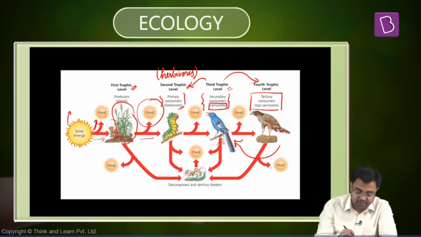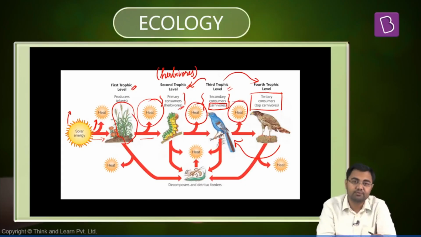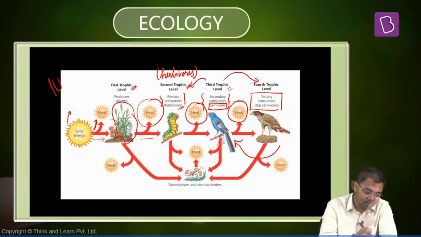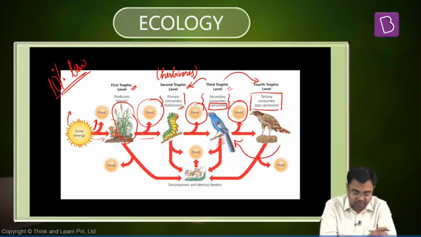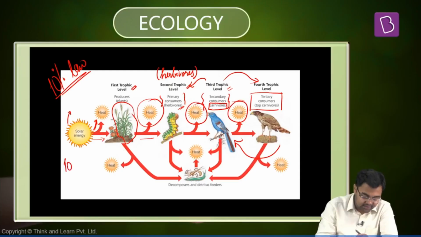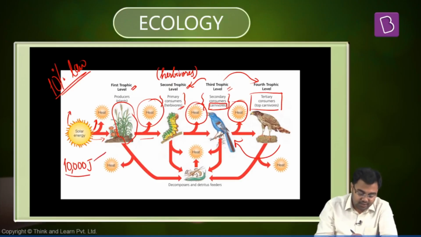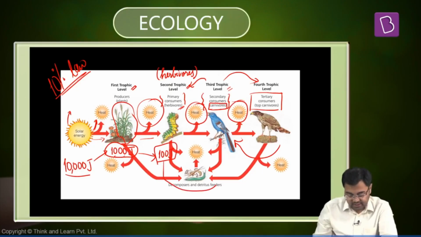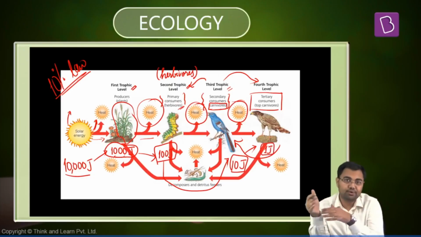And at every point you see there is a loss which is happening in the form of heat. Basically, we follow a 10% law. What is the 10% law? If you had, let's say, 10,000 joules of energy from the sun, the transfer that will happen from this to this would be only 1000 joules. From here to here, you just get 100 joules. From this, again a 10% law is being followed and you just get 10 joules. And finally, for this particular organism, you just get 1 joule. This is how the transfer of energy happens.